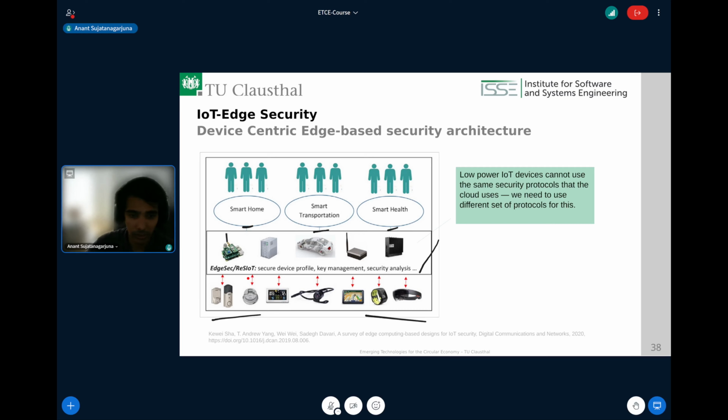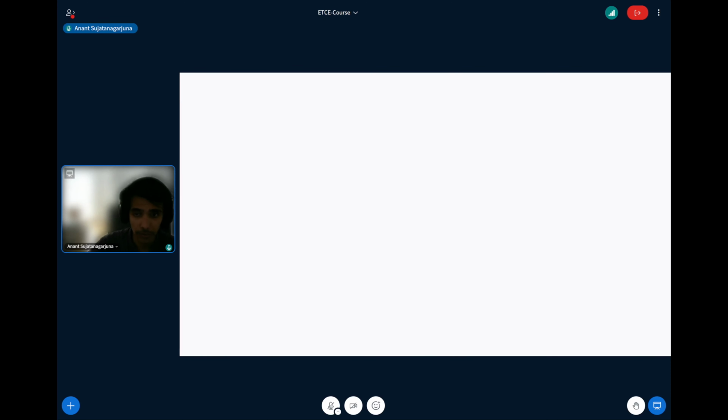And during this process, you really need to have some kind of security, like for example, having a secure device profile for every single edge device and every single IoT device, both on the edge and also on the cloud. And having secure keys that are present on your IoT edge devices and also on the cloud, making sure that you're always talking to the device that you're intending to talk to and not another device that is pretending to be the other device. So you have a different set of protocols to do this.